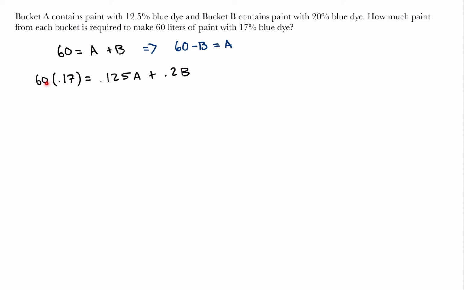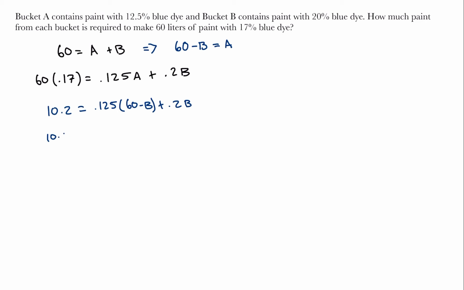So I will rewrite this equation. 60 times 0.17 is 10.2, and that is equal to 0.125 times A. Instead of A, I'm going to say what A equals, 60 minus B. 60 minus B. And then we still have that plus 0.2B. Okay, now I can distribute this across both of those numbers.